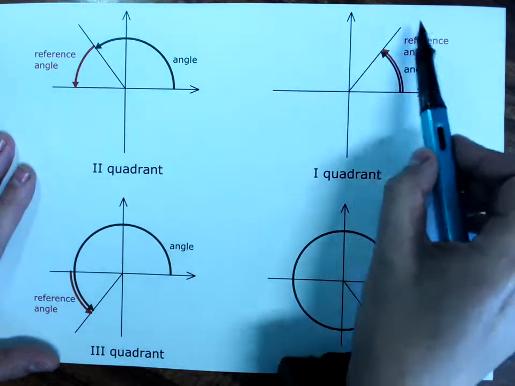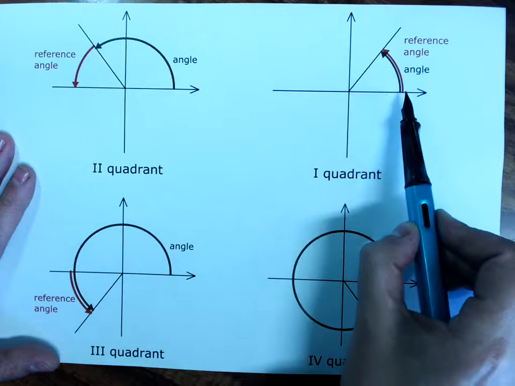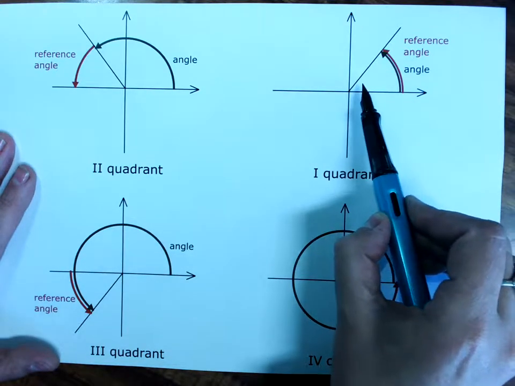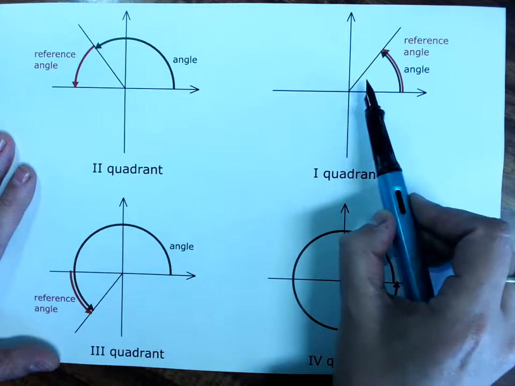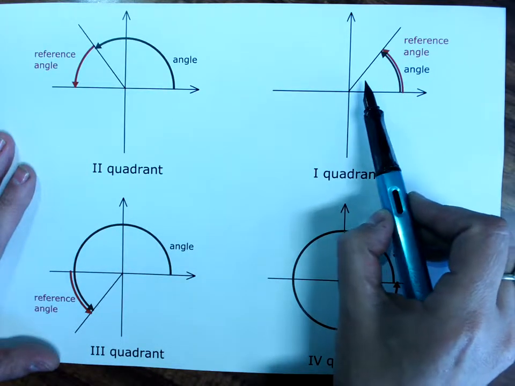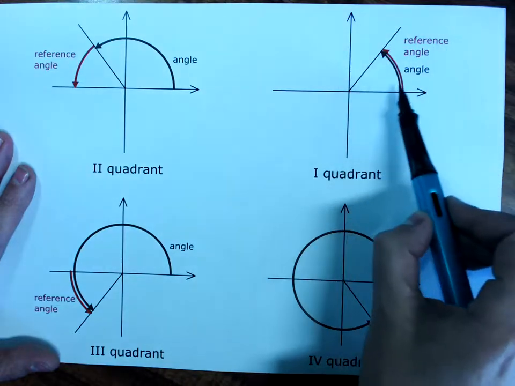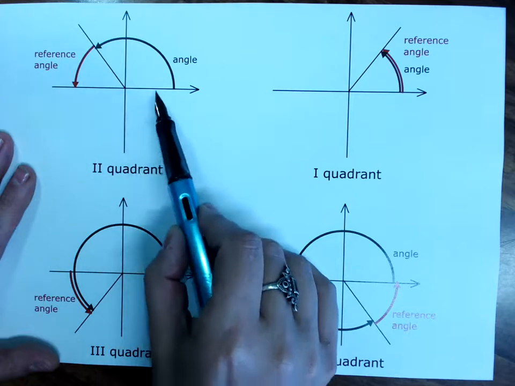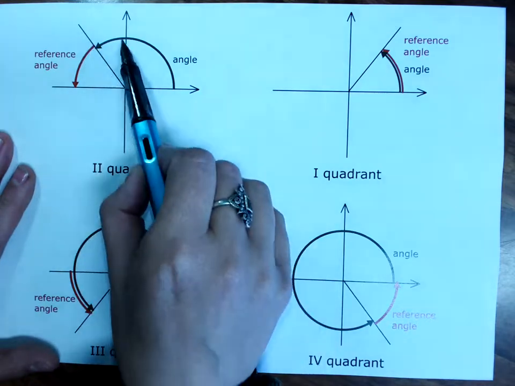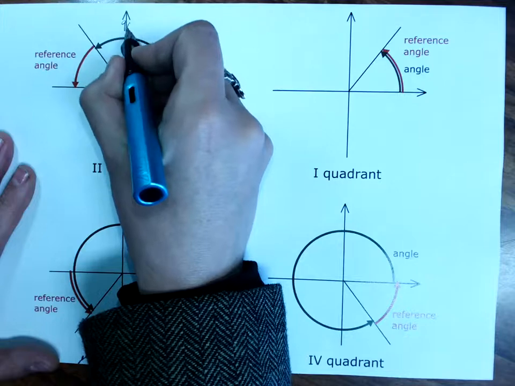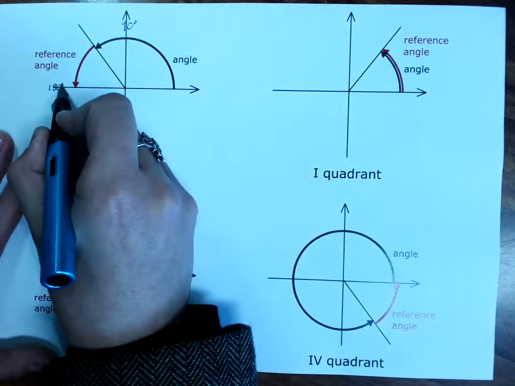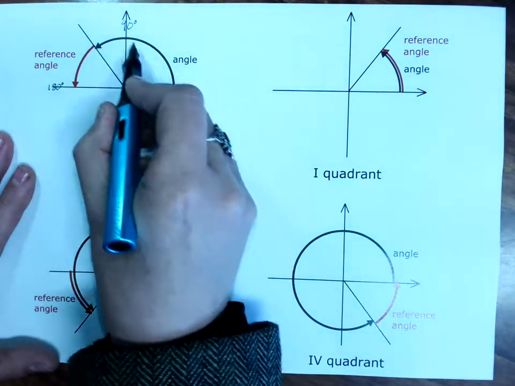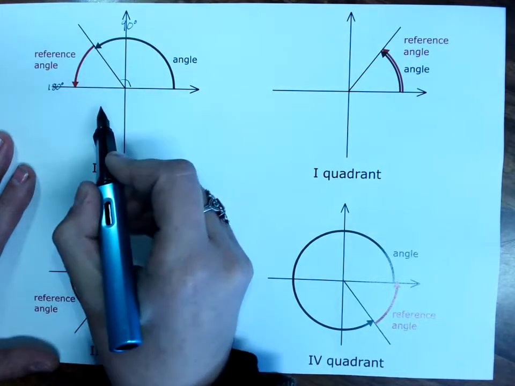In the first quadrant, the reference angle is just the angle itself. Because if I've got an angle of, say, 45 degrees, I'm just going to do sine of 45 degrees if I want sine of 45 degrees. So in the first quadrant, the reference angle is itself. In the second quadrant, our angles will be between 90 degrees and 180 degrees. And the angle here is thus obtuse.